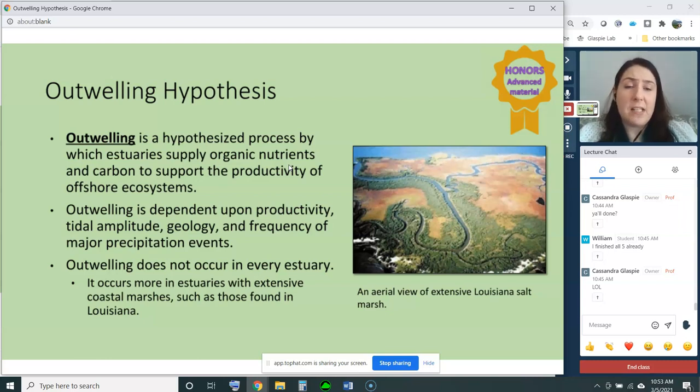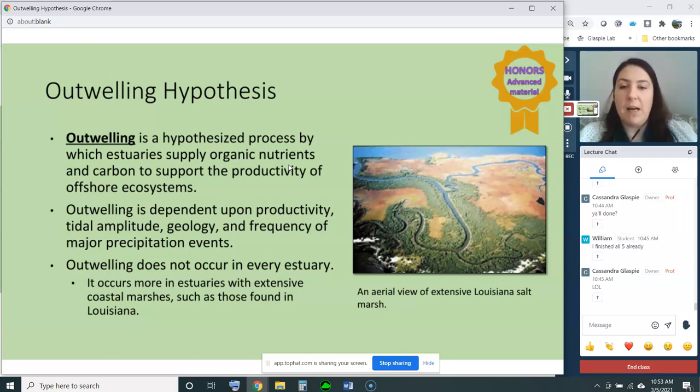So the idea is that if you have a really healthy marsh, that marsh will be outwelling food offshore to support really healthy fisheries. People have studied this hypothesis extensively over time because it's really important in quantifying the value of marsh to fish production. And what they found is that outwelling does occur in some cases.